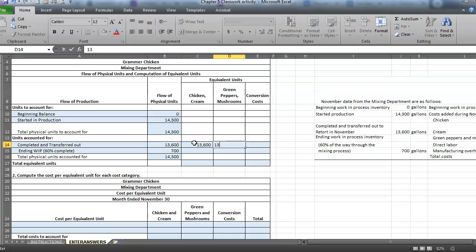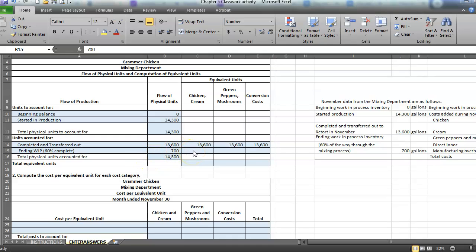And I'm going to put in here 13,600. Those are the units that we're going to be talking about here. For each one, that's going to be the equivalent units completed and transferred out. Now, for the chicken or the WIP process, the WIP, which is right here, which is not completed, we want to be able to find out what is going to be the equivalent units as it relates to the different component units here.